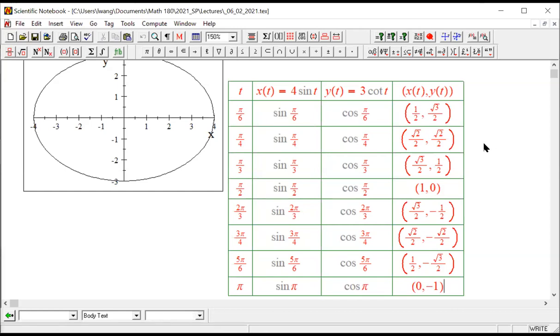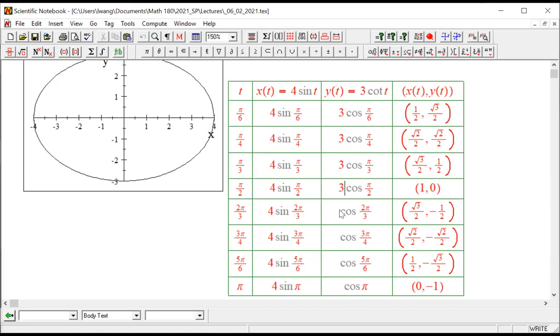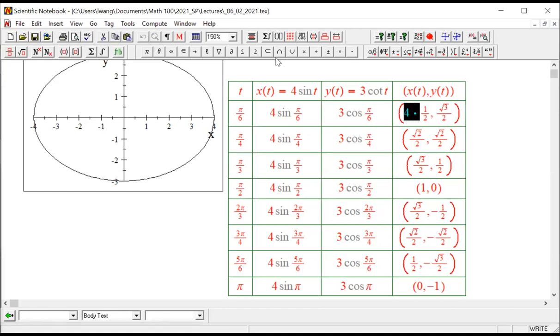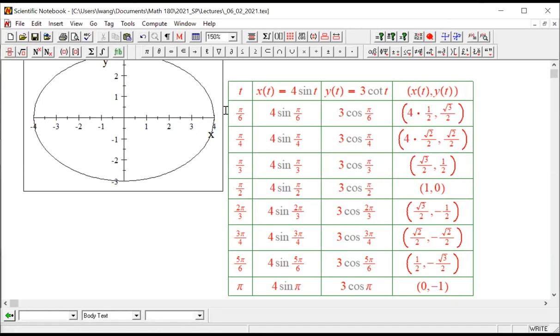Okay. 4 times. All of these are 4 times. 3 times. You guys follow me? Right? So this will be 4 times. So all of these will be 4 times for the x coordinates. You see, once you recognize there's some patterns to it, it's actually pretty straightforward, isn't it?